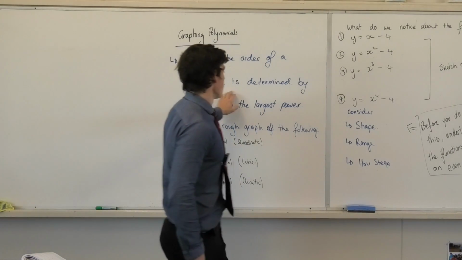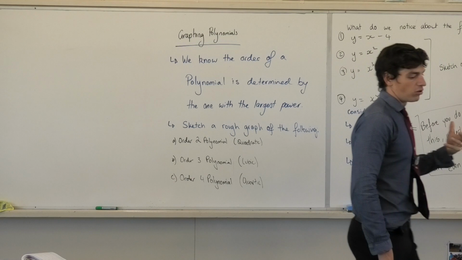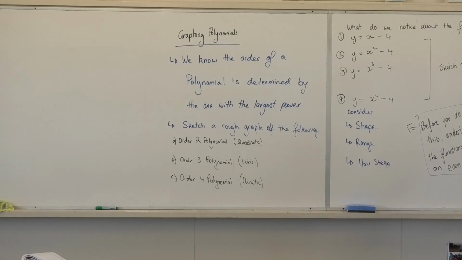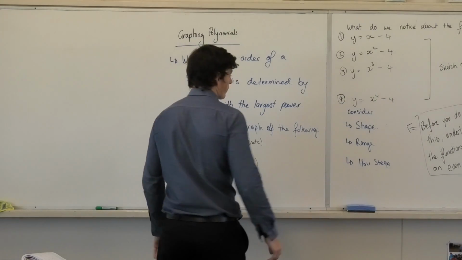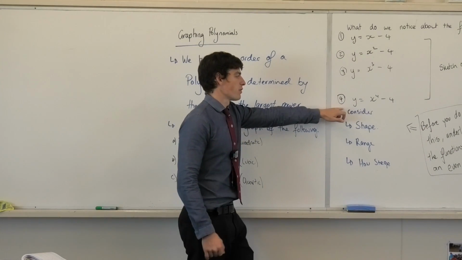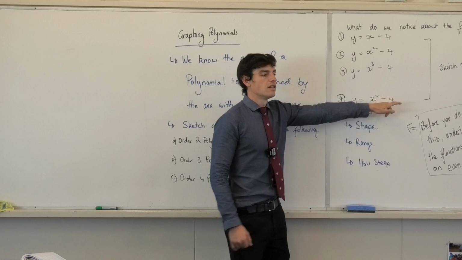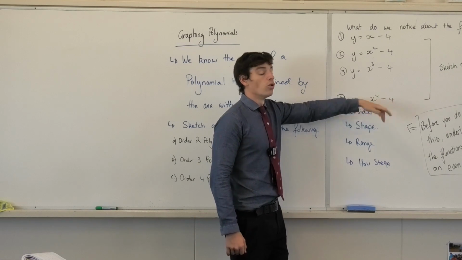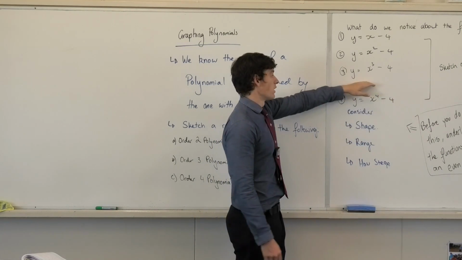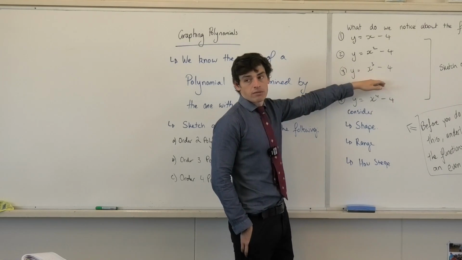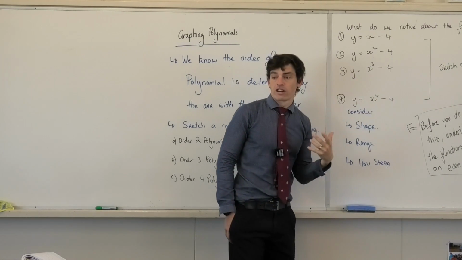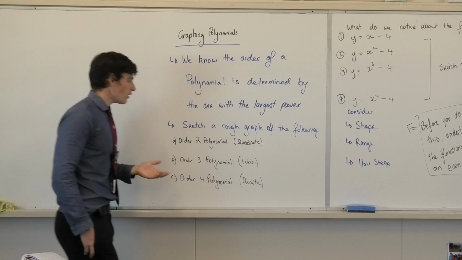So the order of the polynomial is determined by the largest power. Does that make sense? If I look at this function, what order is that polynomial? Order 4, correct? And if I had x squared, would that change that? It would still be an order 3 polynomial, correct?